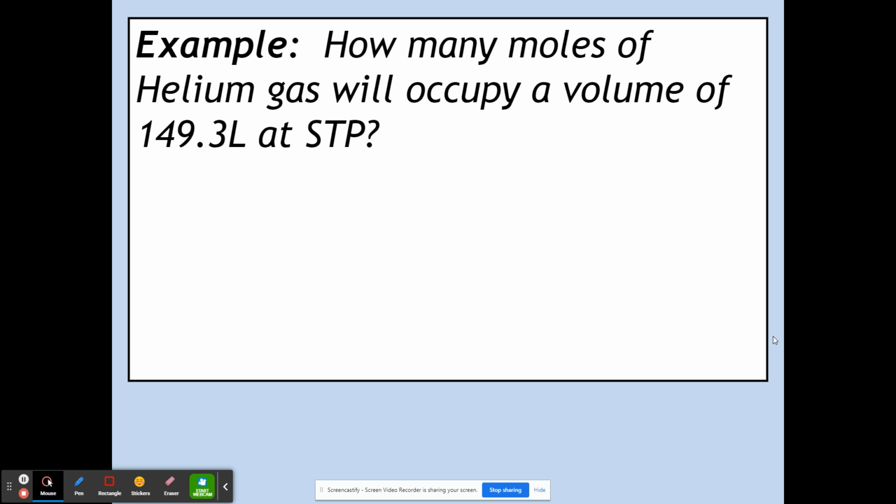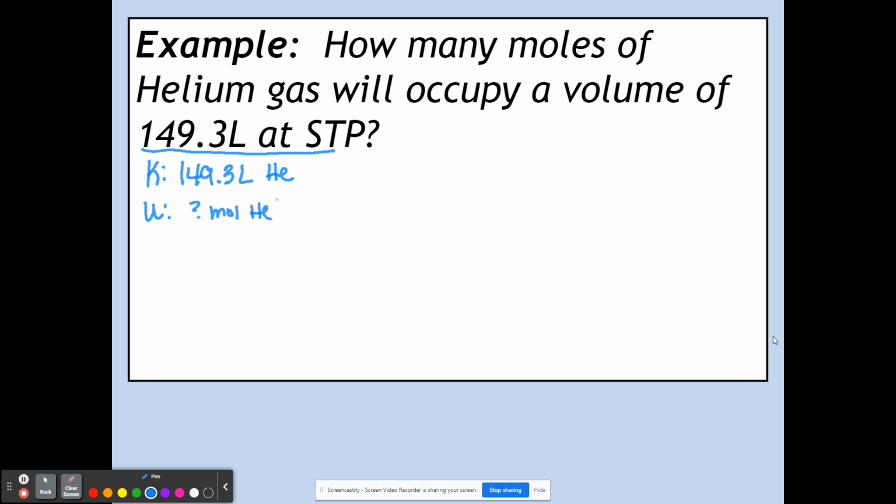So here's an example of a one-step problem. How many moles of helium gas will occupy a volume of 149.3 liters at standard temperature and pressure? So first we're going to talk about our known. Our known is the number we're given, 149.3 liters. And we're talking about of helium. Our unknown, how many moles?